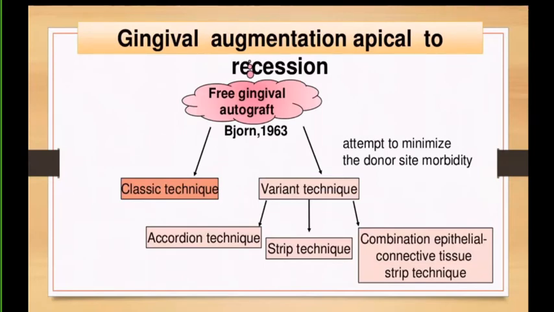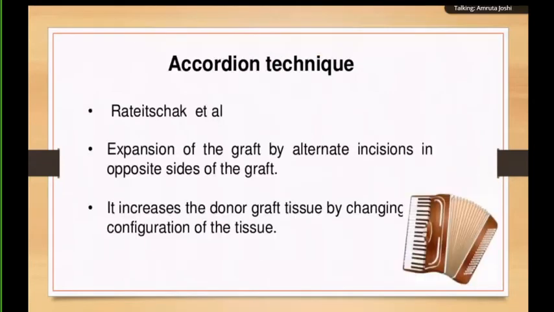Now there are various techniques. This was the classical technique given by John in 1963. Now there are various techniques such as the accordion technique, strip technique, and the combination technique. So what is the accordion technique? You will remove the graft just like the classical technique from the palate. But as I told you, we cannot stretch the graft. So, as in the accordion instrument, there are those folds which can be stretched and brought back. You will cut your graft in such a way that a zigzag pattern is formed, and then you can stretch your graft a little bit. It increases the donor graft tissue by changing the configuration of the tissue.